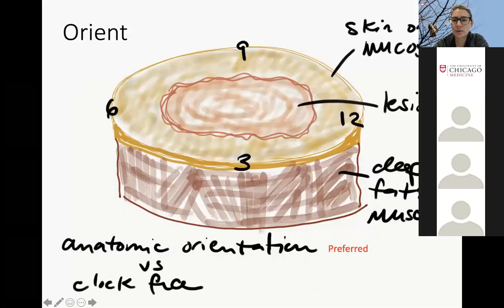So first, of course, we want to orient the specimen, and generally they suture it, long, lateral, short anterior or something like that. So depending where you are in the mouth, your numeric clock face can be different depending on the anatomic orientation. If you have no way of determining anatomic orientation, you can use clock face. But if you can determine anatomic orientation, it is preferred.